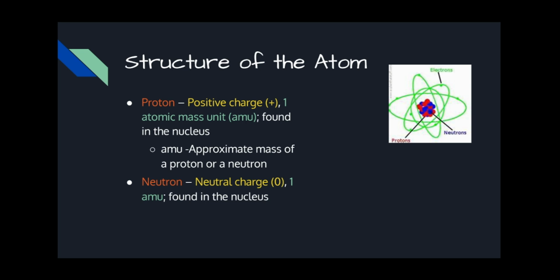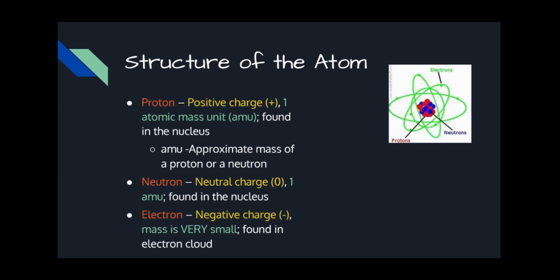So the neutron has a neutral charge. It also has a mass of 1 AMU, and we also find it in the nucleus. Our electron has a negative charge and has a very, very small mass. In fact, the mass of an electron is so small that we're essentially going to call it 0. The mass is not 0, but it is so close to 0 that for our purposes here, we're just going to call it 0.